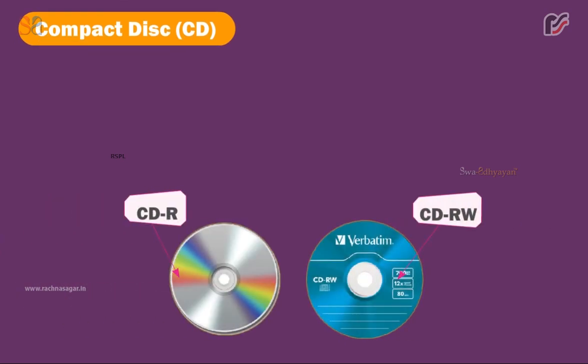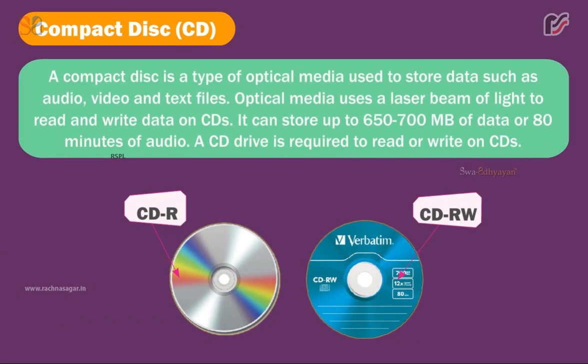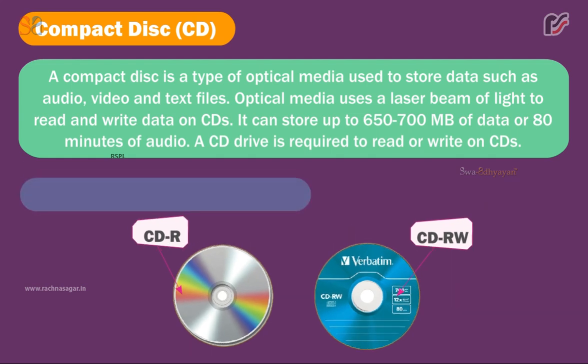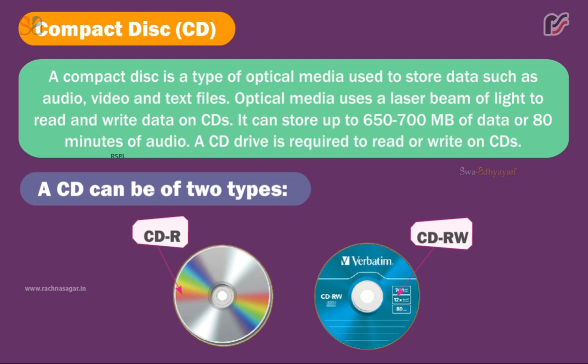Compact disc, CD. A compact disc is a type of optical media used to store data such as audio, video, and text files. Optical media use a laser beam of light to read and write data on CDs. It can store up to 650 to 700 MB of data or 80 minutes of audio. A CD drive is required to read or write on CDs. A CD can be of two types.